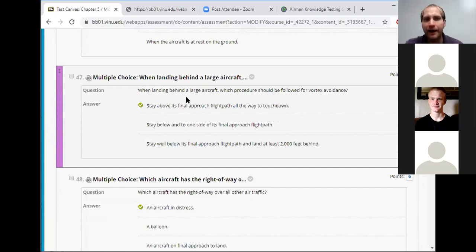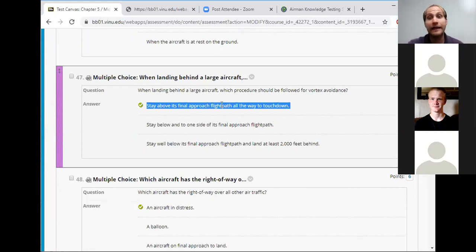All right, when landing behind a large aircraft, what procedures should be followed for vortex avoidance? We're talking about wingtip vortices, wake turbulence. So the idea is that it's a large aircraft, 747, you're landing behind. You do not want to get caught in their wake and their wash, so you need to try to stay above their flight path. That wake turbulence, wingtip vortices sinks, so you want to avoid getting beneath their final approach path. So the answer choice, stay above the larger airplane's flight approach path all the way to touchdown.